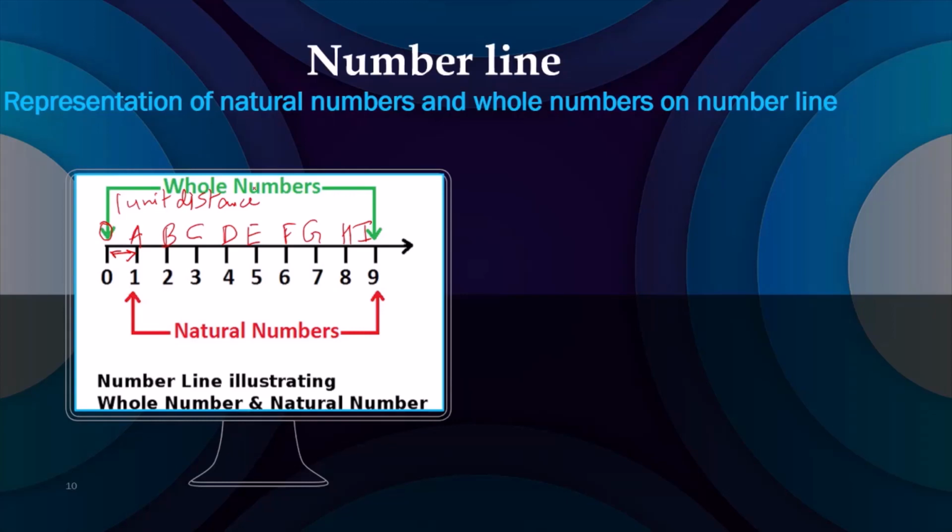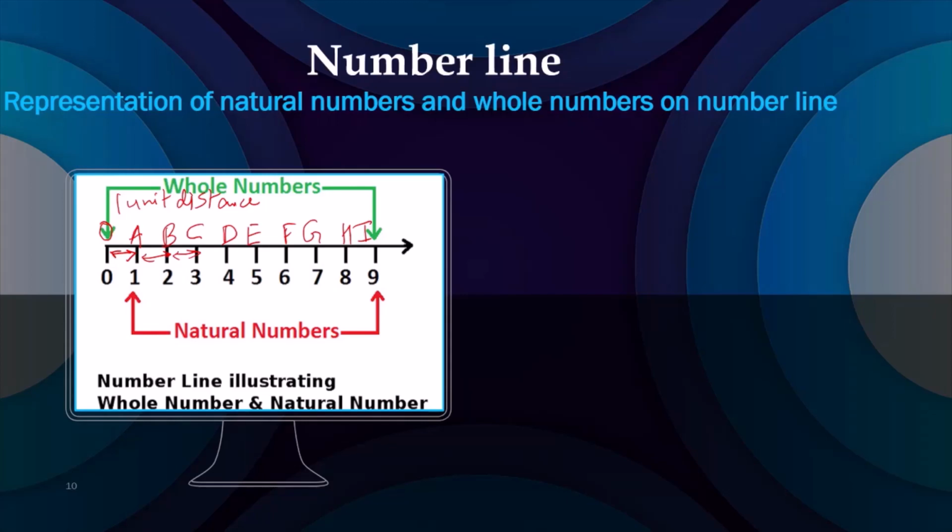Now this distance can be 1 centimeter, 1 inch, or any other distance. But remember that all the distances between these points should be equally spaced. Hence we say that all the numbers which lie on the number line are equally spaced. Continuing in this manner, we can represent every whole number by some point on the number line.